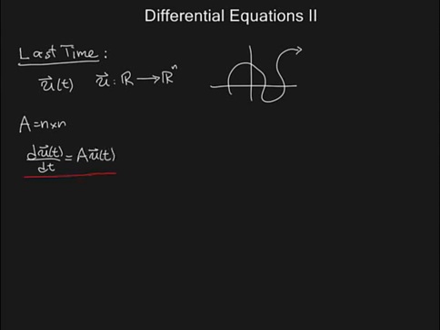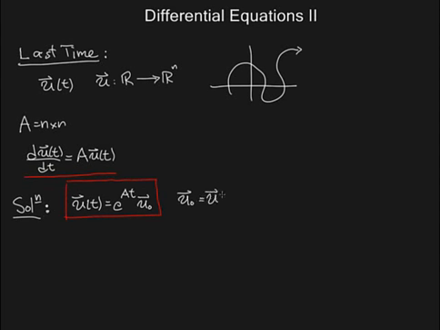And it's extremely easy to see that the solution to this is u of t is this exponential e to the At times u naught, where u naught is the initial condition, u naught is u of 0. So this is a beautiful solution. It's very easy to remember, but it has the disadvantage that it's hard to compute, because e to the At is hard to compute.